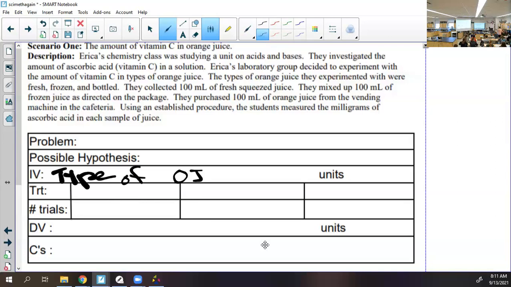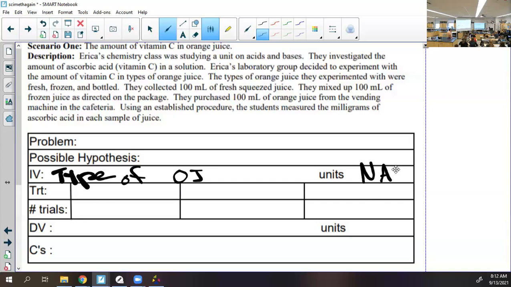All right? The type of OJ. When you read these, you look, hey, what are they going to change? It's right in here somewhere. It's like all in here and in here. Type of OJ. Is there a unit for a type of orange juice? Tell your partner yes or no. No, there's not a unit for the type of orange juice. So just put NA. That means not applicable.